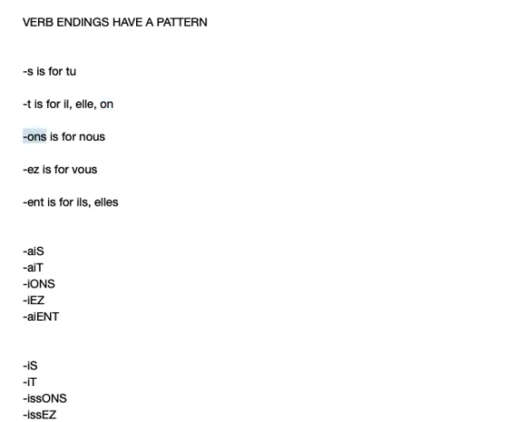If you see ONS at the end, then probably the subject is nous. If you see EZ, then the subject is probably vous. And if you see ENT, then the subject is probably ils or elles in the plural, so the third person of the plural. Okay, so that was a really, really quick hack. And this is just the first one, actually.